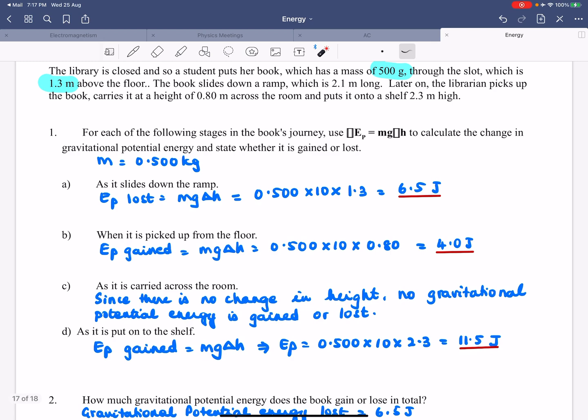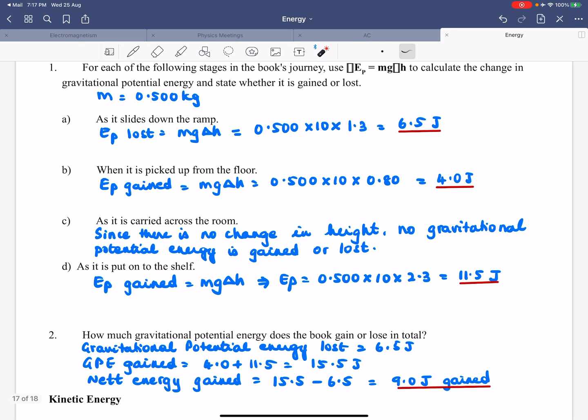As it's carried across the room, there's no change in height, so no gravitational potential energy is gained or lost. As it's put onto the shelf, then it's going to be gained because it's lifted up. Okay, so it's again m times g times h, and you get so much.